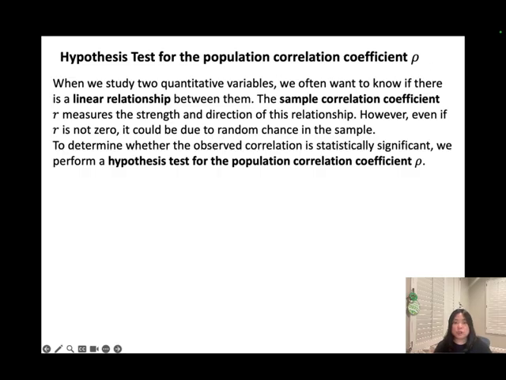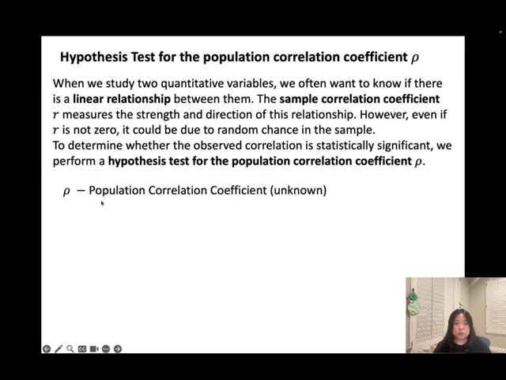When we study two quantitative variables, we often want to know if there is a linear relationship between them. The sample correlation coefficient r measures the strength and direction of this relationship. However, even if r is not zero, it could be due to random chance in the sample. To determine whether the observed correlation is statistically significant, we perform hypothesis tests for the population correlation coefficient, rho.